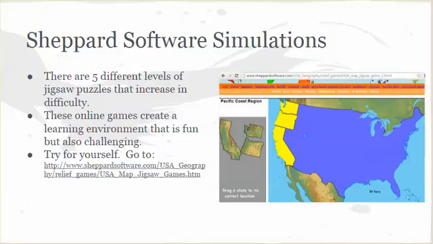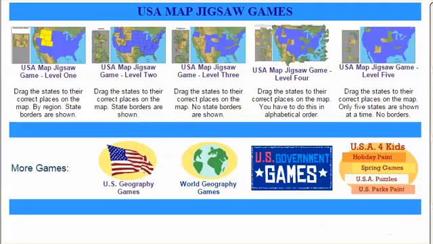After the students watch the video and interact with that video, then they'll lead into independent practice using Shepherd's software simulations. So there are 5 different levels of jigsaw puzzles that increase in difficulty as they go on, and these games create an online learning environment that's fun but also very challenging. I definitely recommend you try it for yourself.